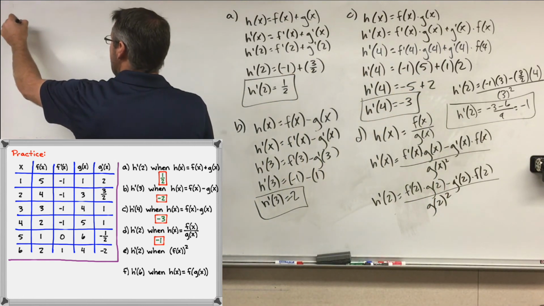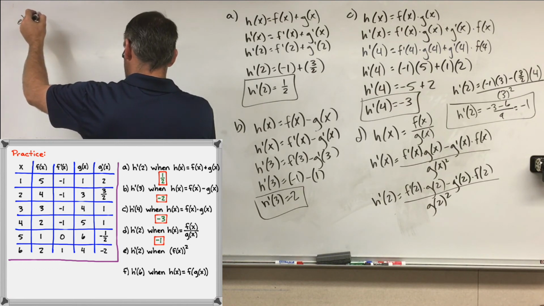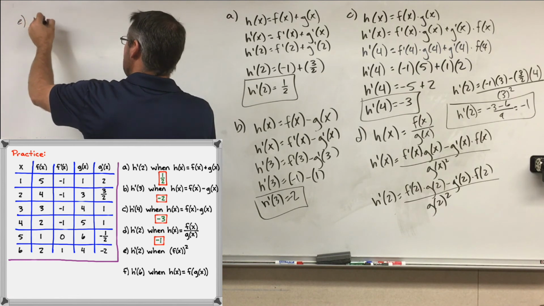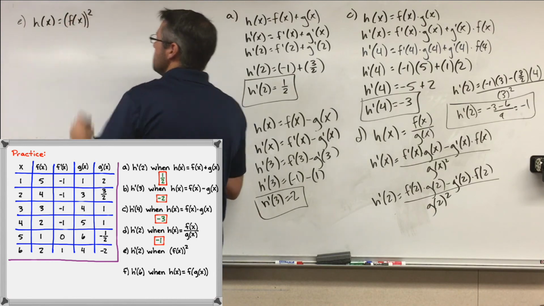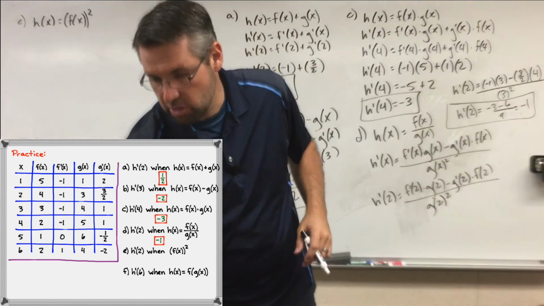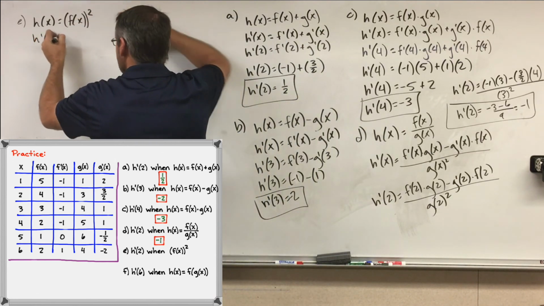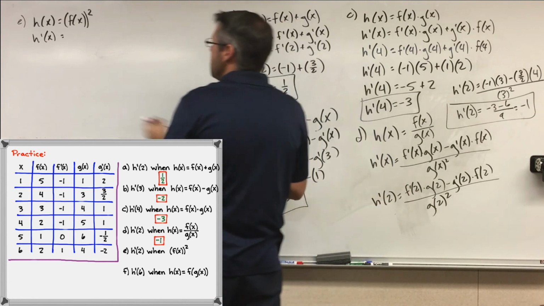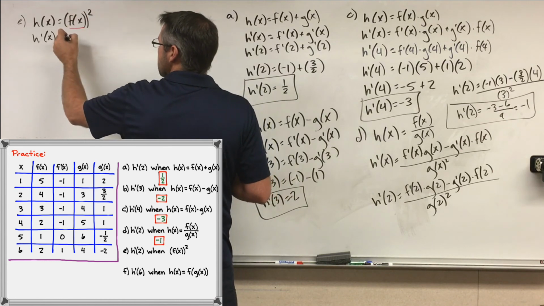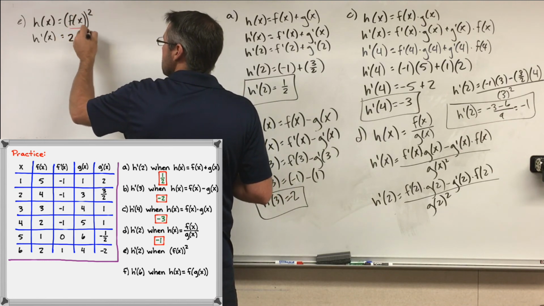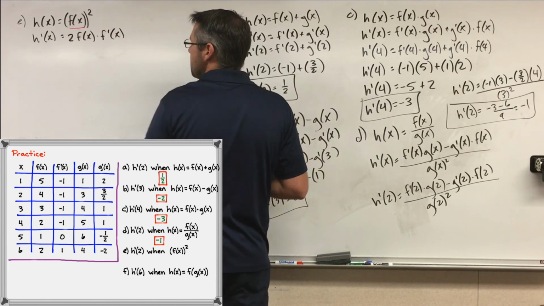Now, let's take a look at E. E says find h prime of 2 if, oh, that's a typo there too, where h of x equals f of x squared. So that is the function. What we're going to want to do is take the derivative of this, noticing that we have the chain rule because we have an inside function, and in this case the inside function is labeled as a function. So the derivative of the outer thing is 2 times f of x raised to the first power, and then times f prime of x, because that's the derivative of the inside thing.